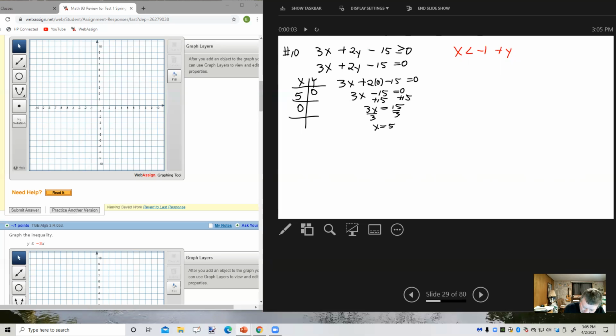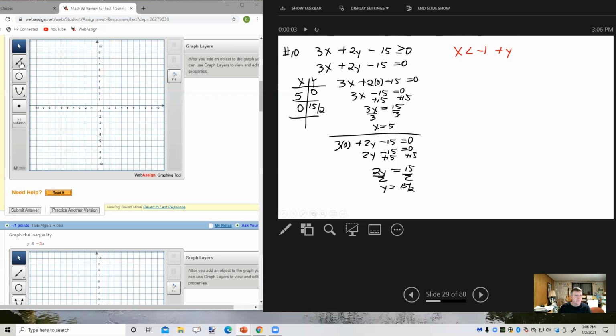Find the y-intercept by setting x equal to 0. 3 times 0 plus 2y minus 15 equals 0. 2y minus 15 equals 0. Add 15 to both sides. 2y equals 15. Divide by 2. y equals 15 halves.